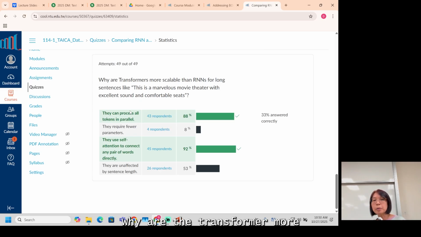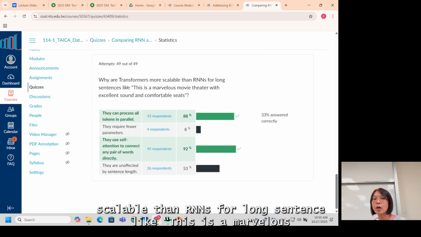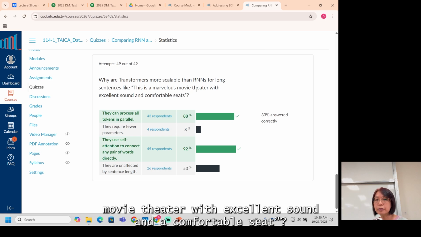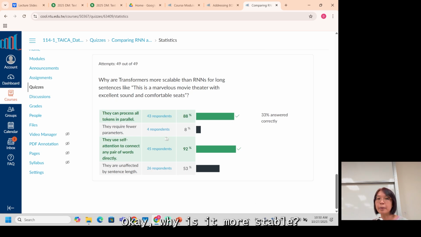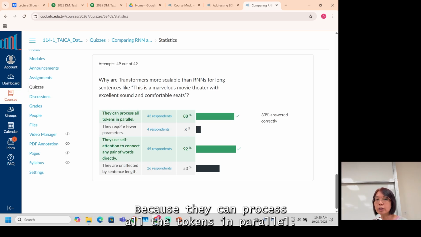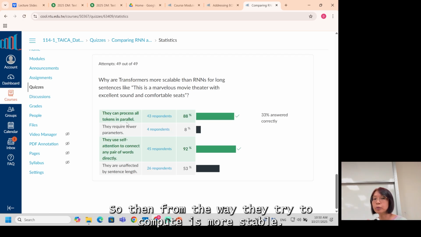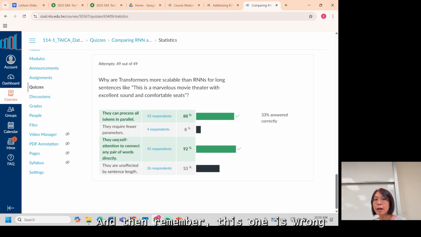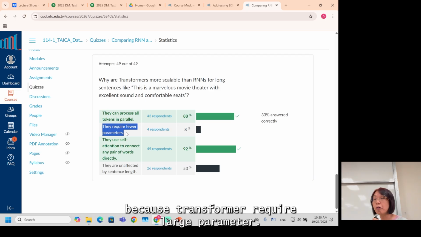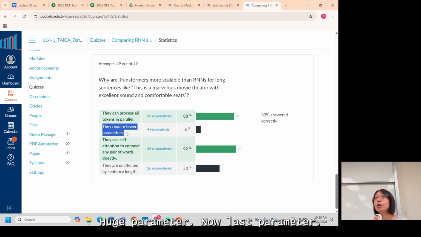Why is the transformer more scalable than RNN for a long sentence like this is a marvelous movie theater with excellent sound and a comfortable seat? Okay, why is it more scalable? Because they can process all the tokens in parallel. So the way they compute is more efficient. And remember this one is wrong, because transformer requires large parameters, huge parameters, not fewer parameters. RNN actually has fewer parameters, but transformer has a lot of parameters.